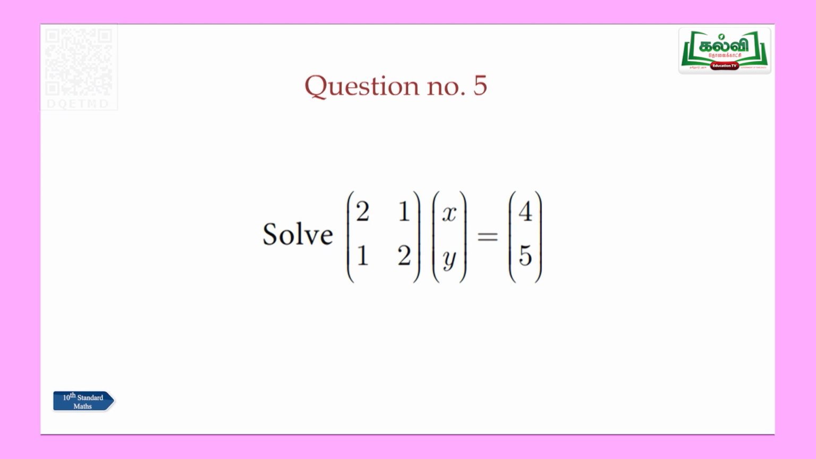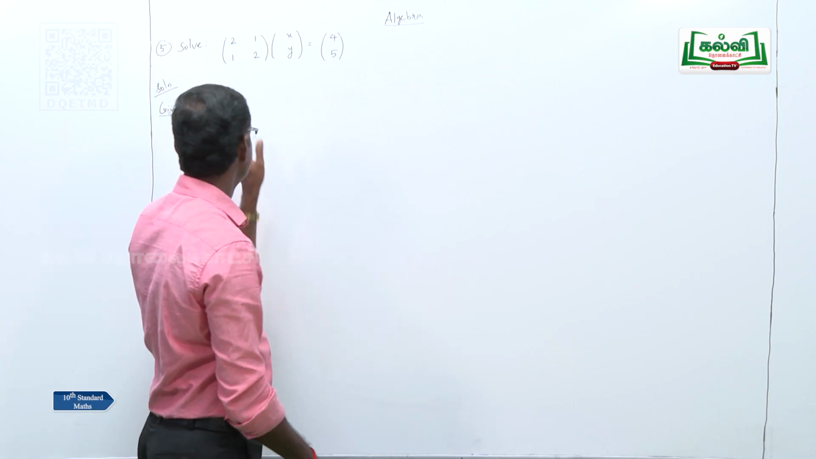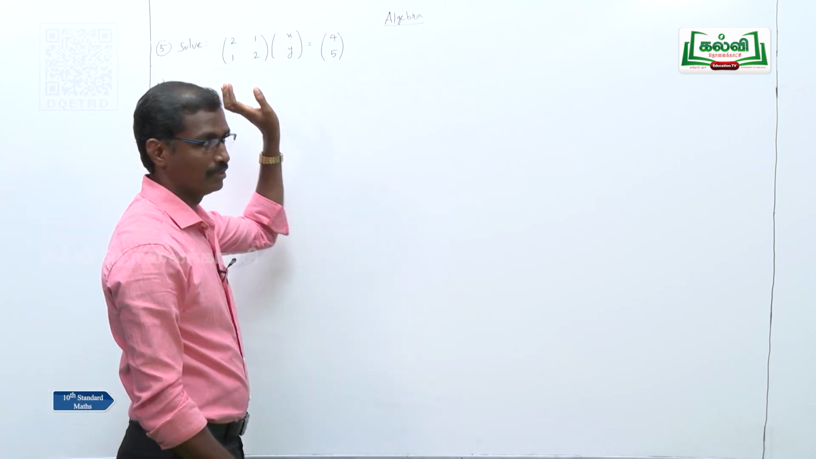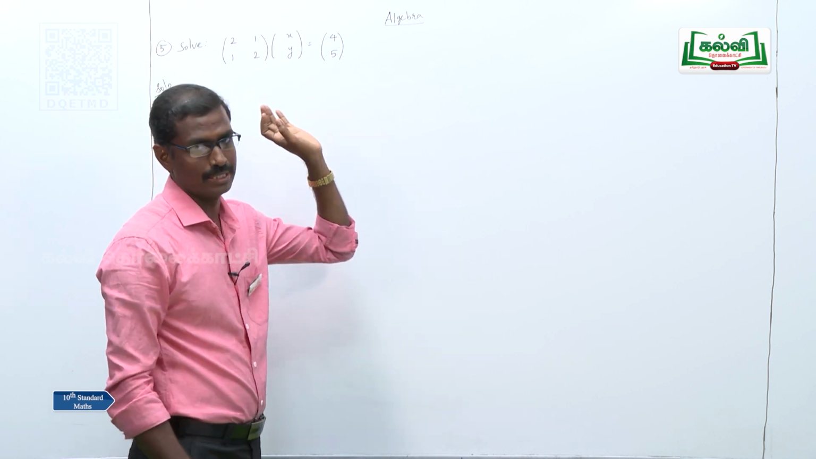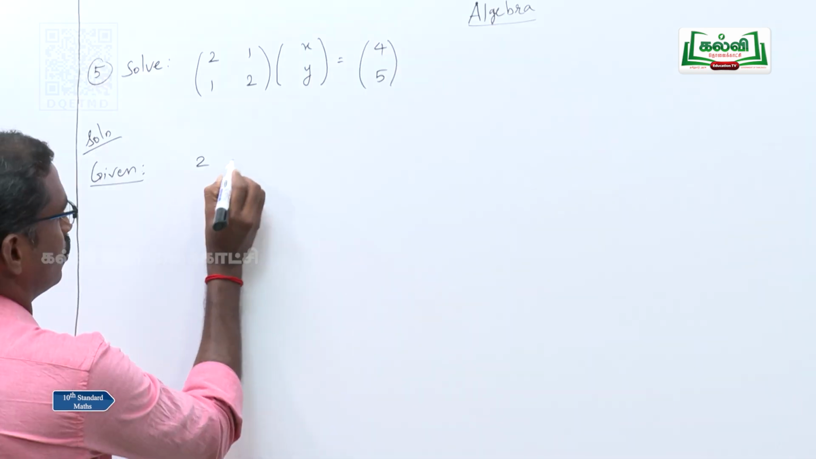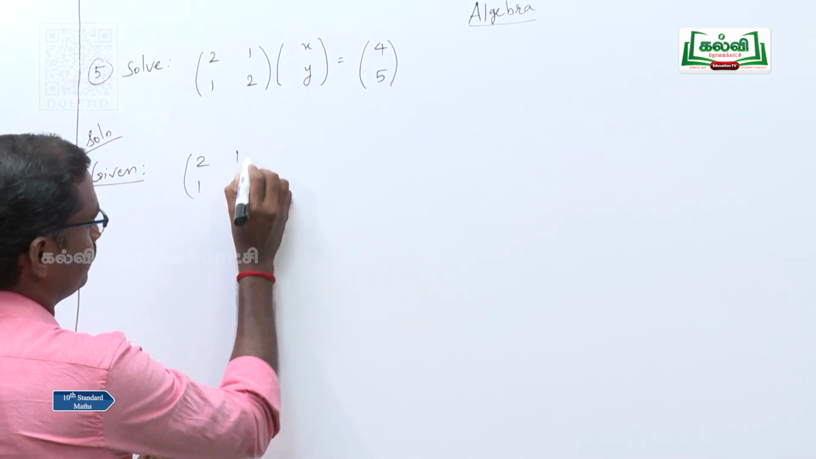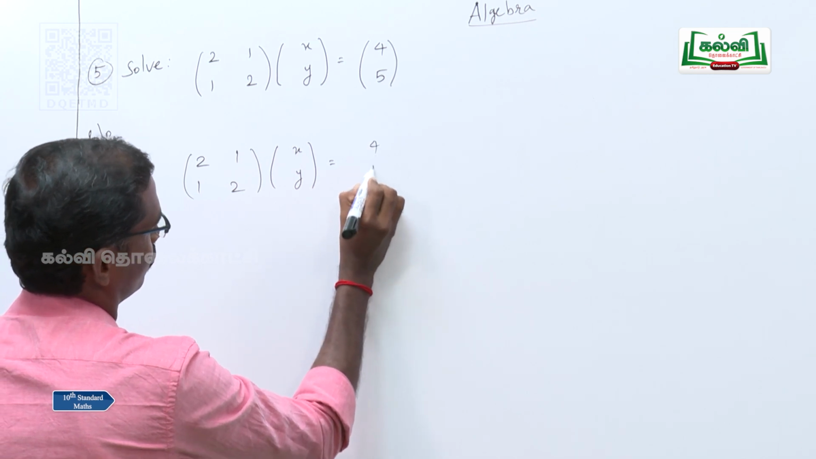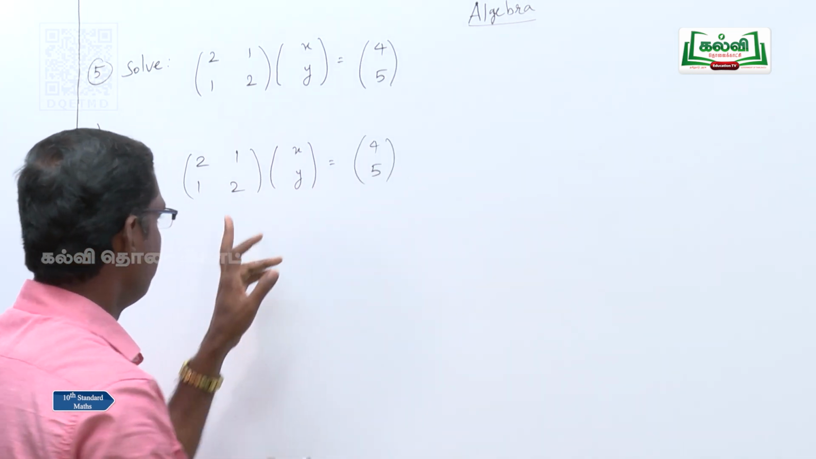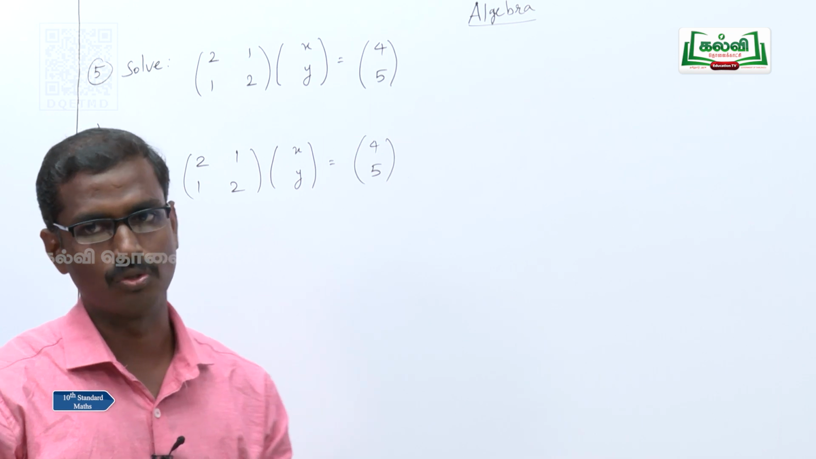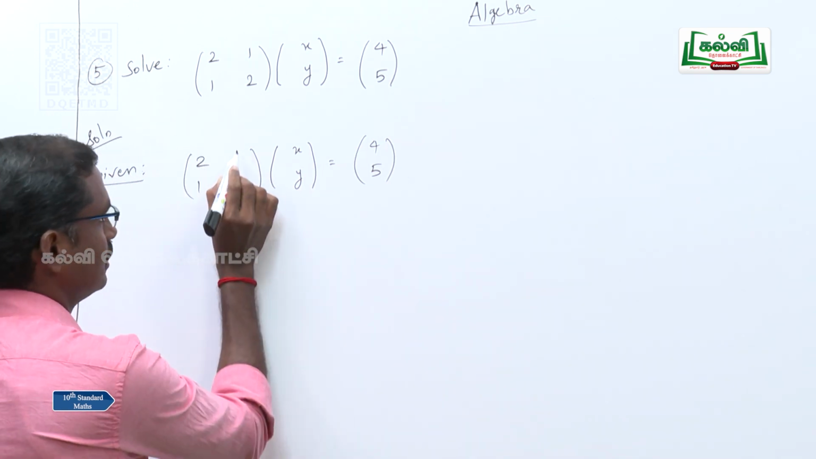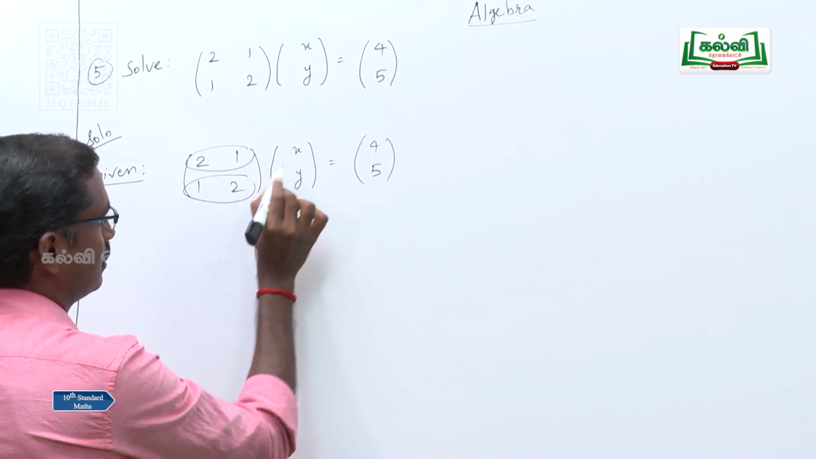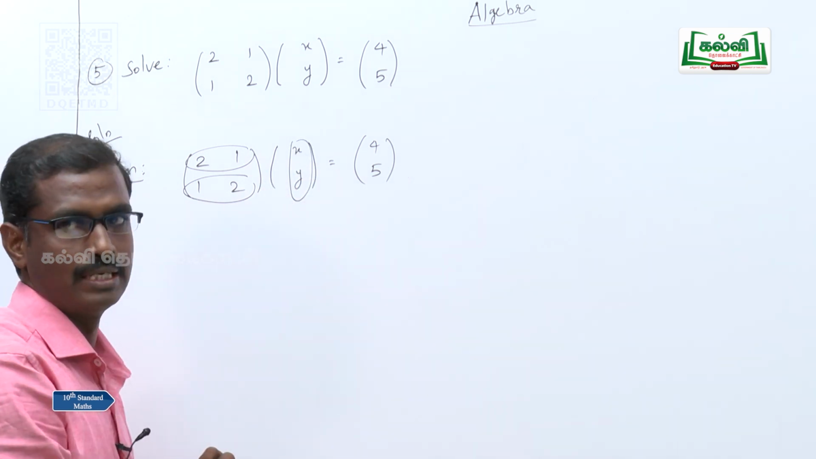Question number 5. Solve: matrix 2 1 1 2 multiplied by matrix X Y equal to 4 5. Listen. Two matrices are in multiplication form on the left side; on the right side we have only one matrix. Write it as given: 2 1 1 2, X Y equal to 4 5. The rule for multiplication is row by column. So circle row wise in this matrix, circle column wise in this matrix.